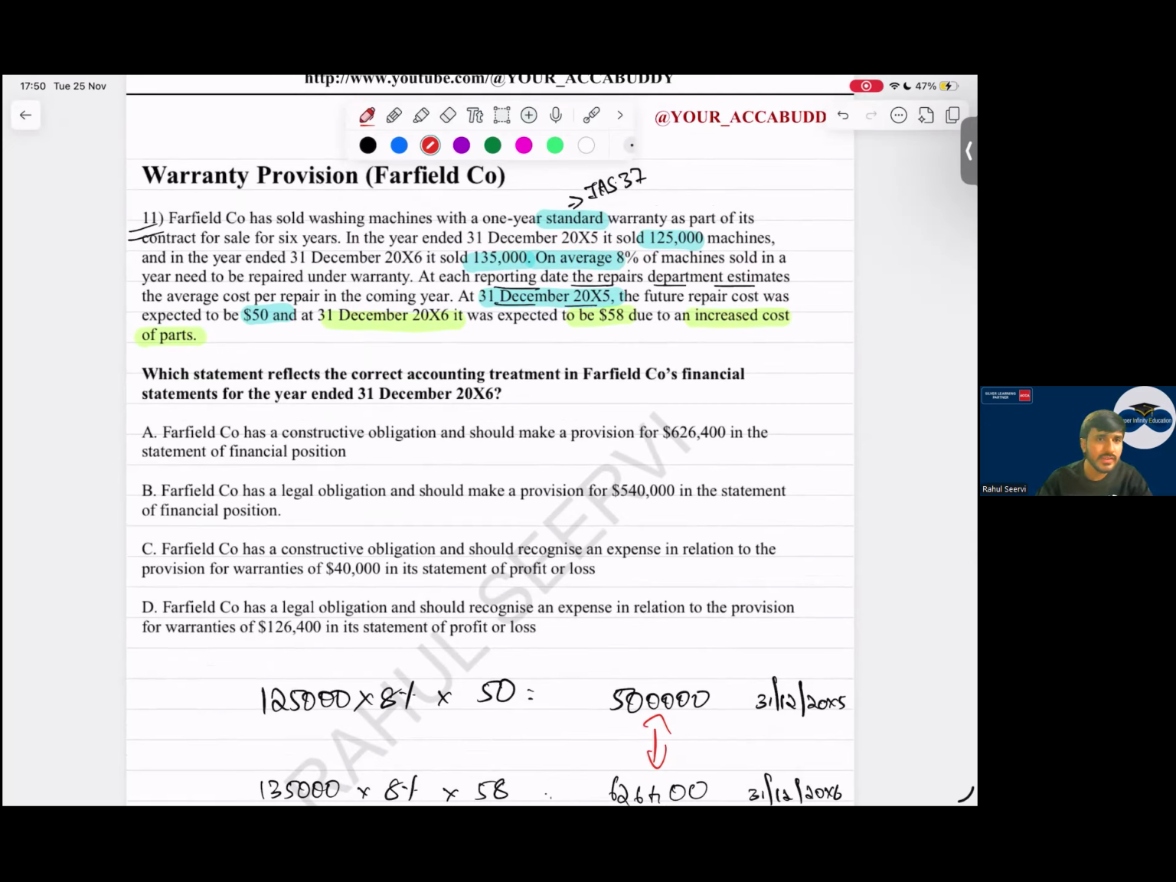So let us read now. Can I say they are selling in 1 year? So can I say it's a legal obligation or not? It's a legal obligation because it's mentioned in a contract, sir. It's not a constructive obligation. Which of these says F has a constructive obligation and should make a provision of this? Will you make a provision of this for the current year?